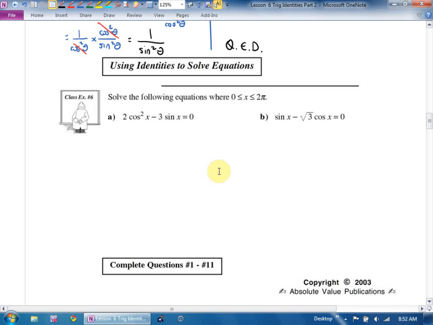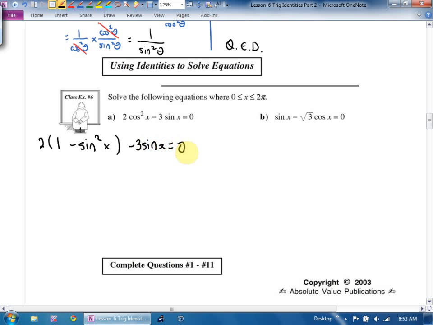I can target that cos squared. See it? How can I write cos squared as a sine? Your hint is, look at the top row of your formula sheet. What is cos squared if I want it as a sine function? Kyle. Okay, you said 1 minus sine squared. What I can actually do to solve this is rewrite the 2, but instead of a cos squared, put a 1 minus sine squared, and then minus 3 sine x equals 0.